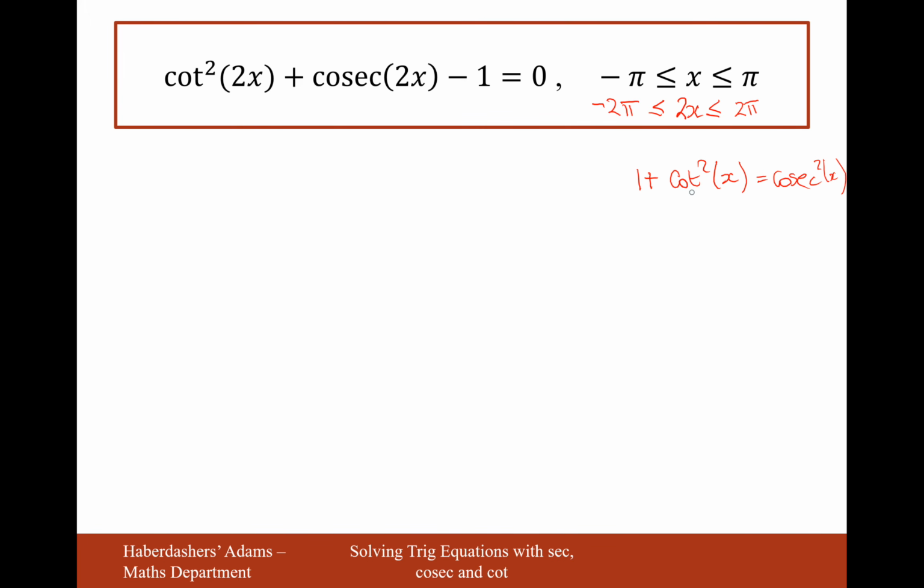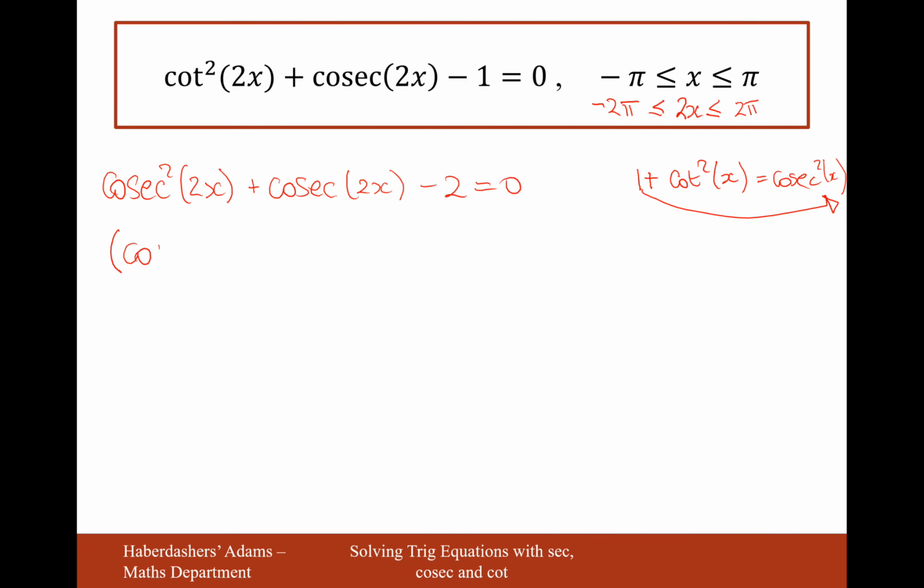So I'm going to take away the 1 onto the other side, so it's going to be cosec squared 2x minus 1, but I'll include it with this minus 1 back here, plus cosec 2x minus 2 equals 0, because when I move this 1 onto the other side it'll be minus 1, and then link it with this minus 1 to make it minus 2.